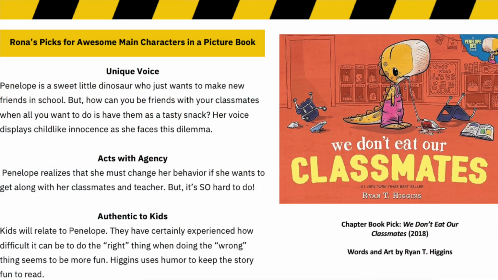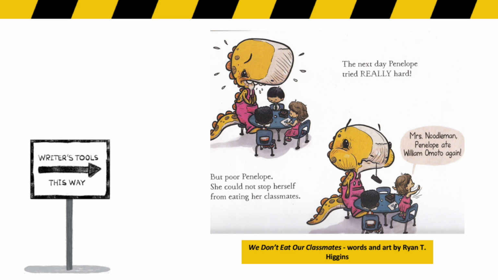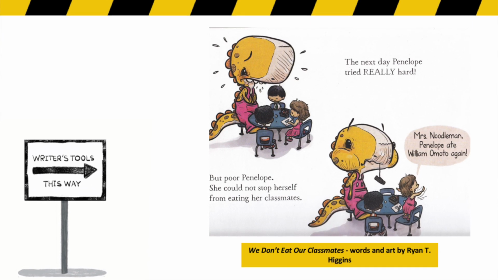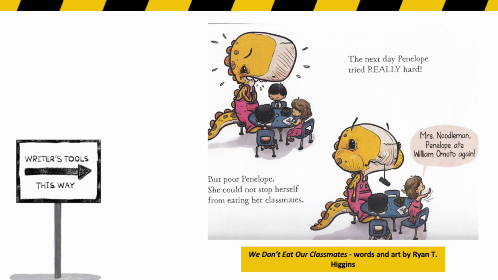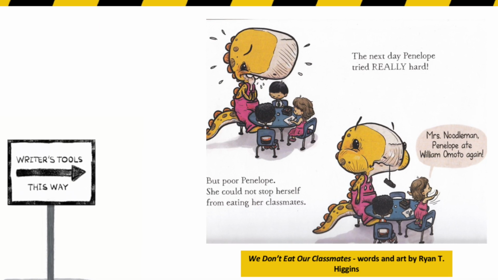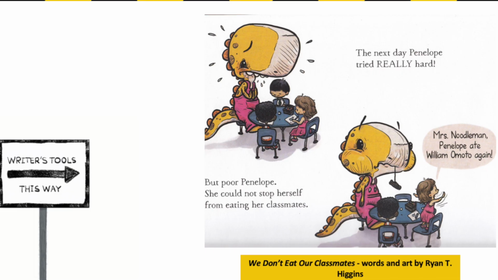Initially, she doesn't understand how her classmates feel, but as the story progresses, Penelope learns to relate to these feelings. The book is authentic to kids since they can relate to the various emotions that Penelope experiences. It's often difficult to control your actions, and we see this in the featured spread through illustrations and text. Although Penelope tried really hard, she couldn't stop herself from eating her classmates. Every child can relate to that struggle of doing what you're supposed to do when you'd rather choose a different type of behavior.